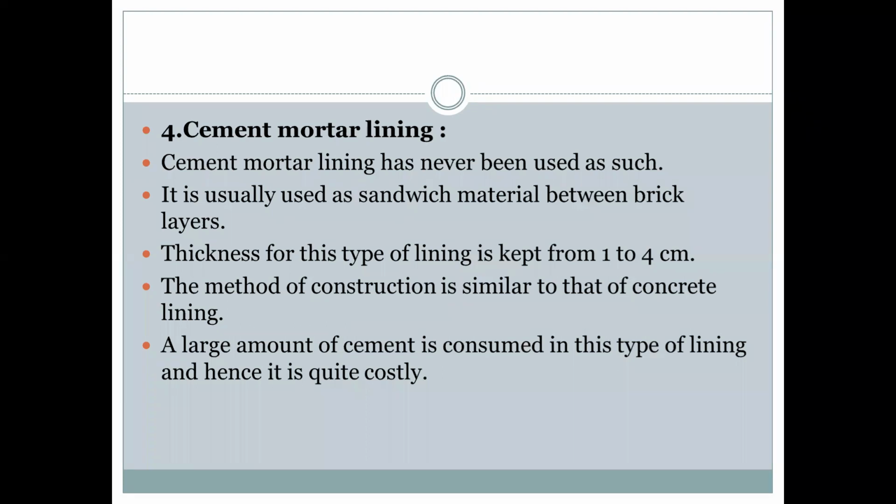This cement mortar is laid in between brick layers, and the brick layers are added with this cement mortar. Thickness of this type of lining is kept from 1 to 4 centimeter. Thickness of lining, how much it is, in this it is 1 to 4 centimeter. So this cement mortar will bind the brick layers.